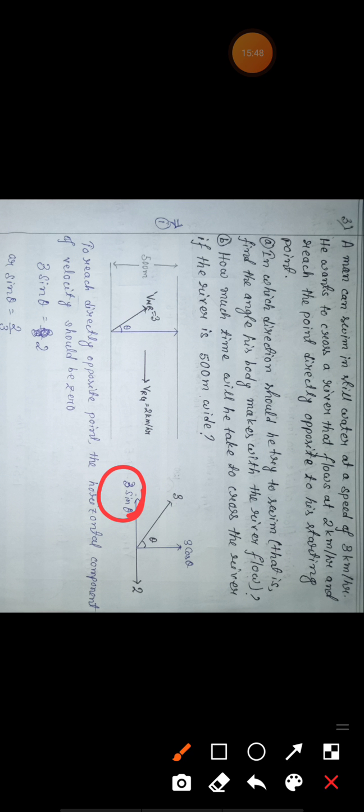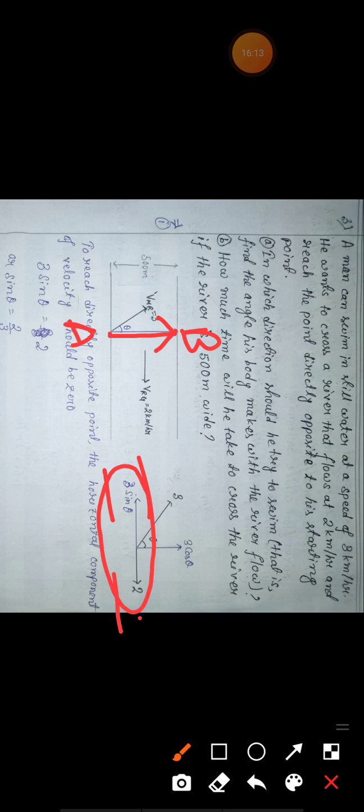But the man has another velocity component also, and that is 2 km per hour due to the flow of water. If the man wants to reach the vertical point from A to B, then his horizontal component of velocity must be 0. That means this 3 sin theta must be cancelled out with 2. So 3 sin theta must equal 2, or sin theta equals 2 by 3, or theta equals sin inverse 2 by 3. So the angle is sin inverse 2 by 3. So the first part we have solved.